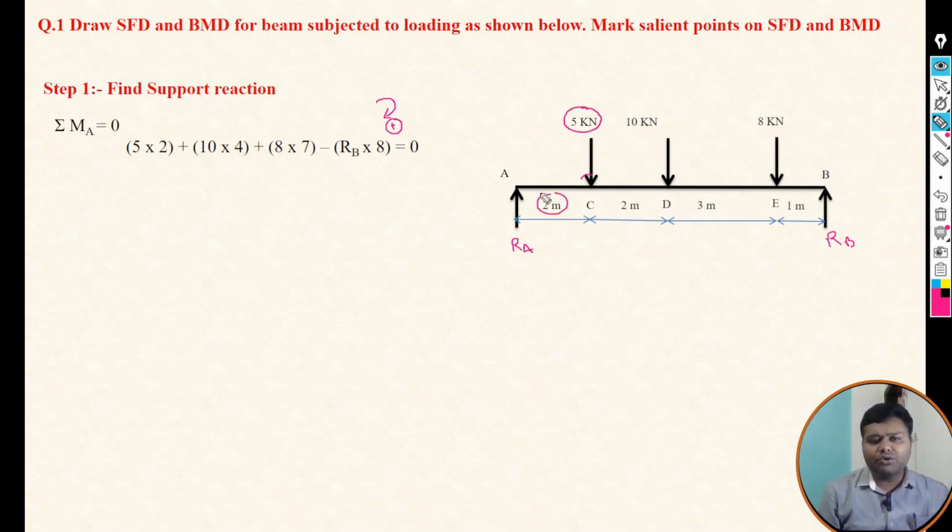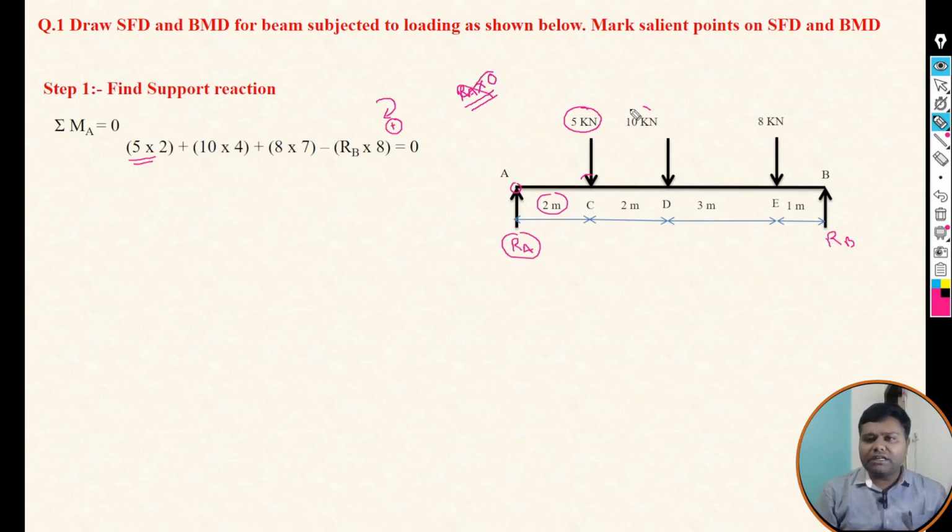Okay, 5 into 2, here we can see 5 into 2. We have not taken the moment of that RA because we are taking moment at a point, and if we consider RA into perpendicular distance, the perpendicular distance from A point of that RA support reaction is 0, that's why we are not taking this moment.